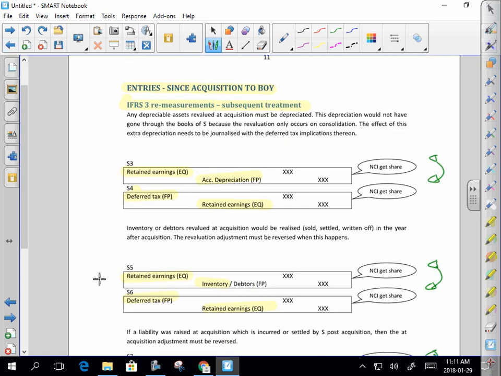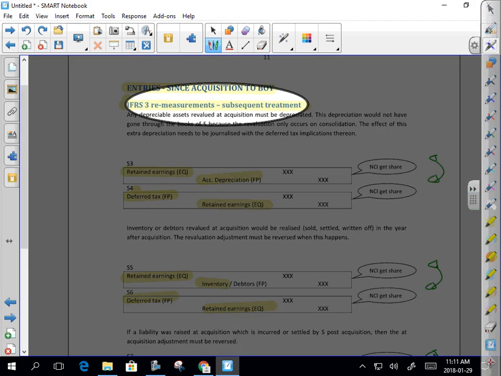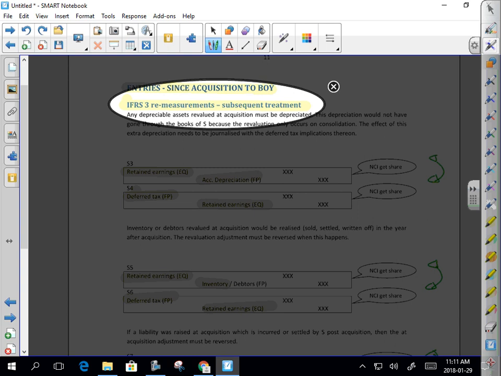Okay, but the principle is this. In the period since acquisition to beginning of year, go back, look at your at acquisition entry. Okay, and go and check there. Check every asset and liability that you remeasured. Check every debit and credit in your at acquisition entry to every asset and liability, and ask yourself, what have I got to do with that now?